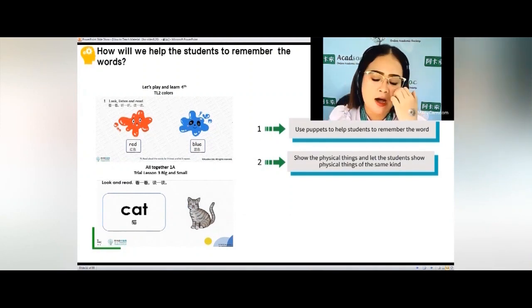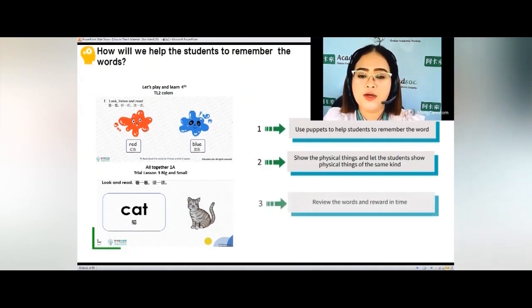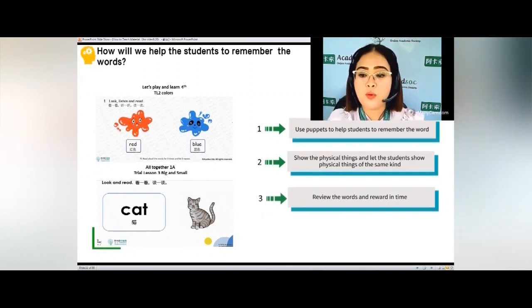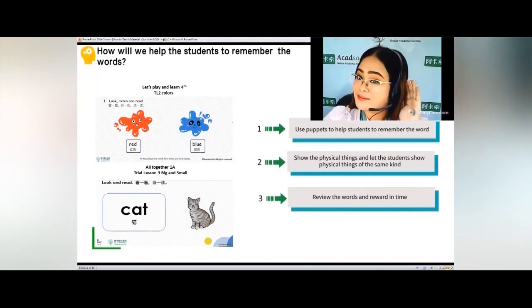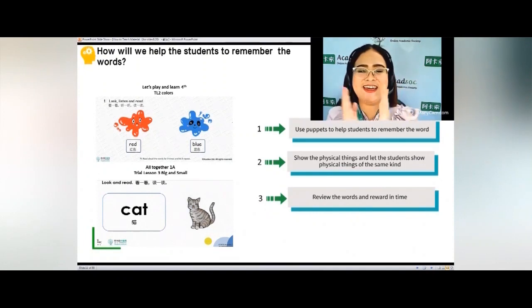Okay, now let's move to the next one. We do have here, review the words and reward in time. Now, once you're done talking about the words, say for example for this page, okay, Lily, so let's have a quick review. For the first word, this is... okay, good job. And because of that, I'm gonna give you 1 star.